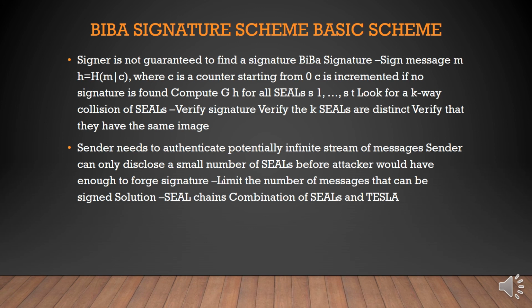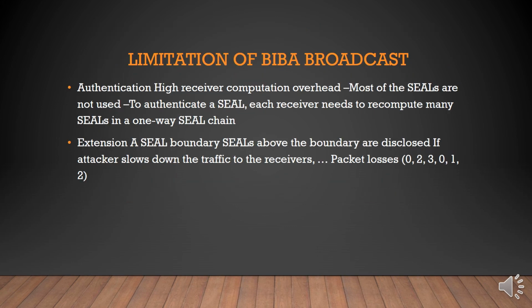Verify the signature: verify that the k seals are distinct, and verify that they have the same image. The sender needs to authenticate a potentially infinite stream of messages. The sender can only disclose a small number of seals before the attacker would have enough to forge a signature. This limits the number of messages that can be signed. The solution is sealed chains, a combination of seals and TESLA.